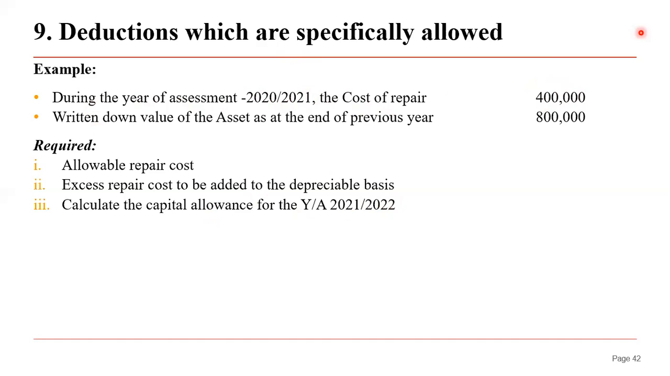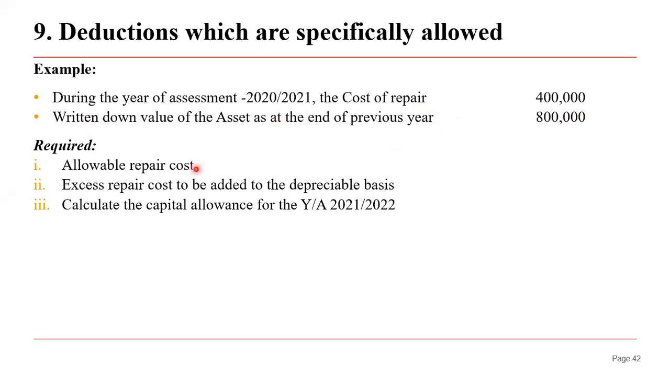Therefore, you need to do this adjustment based on section 14. They have given the WDV of the asset at the end of the previous year. That previous year means 2020. So you can do the adjustment, and you can tell your answers in the chat box, or else you can speak up, no matter.